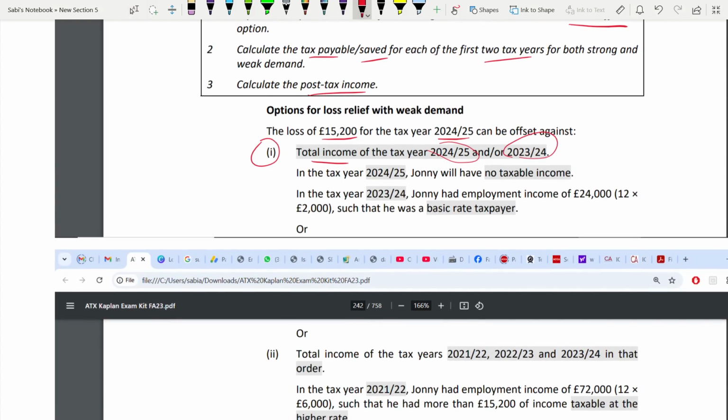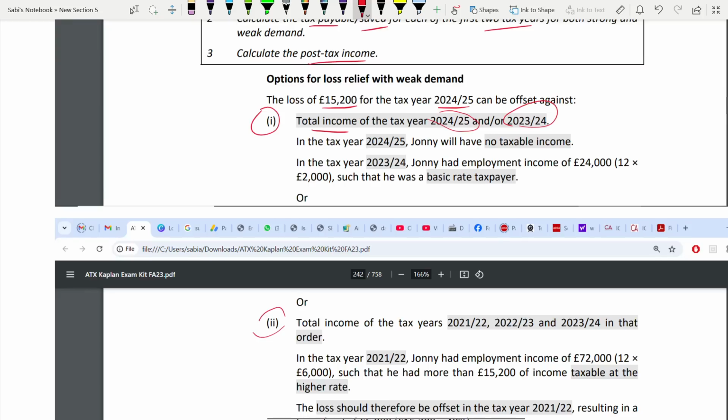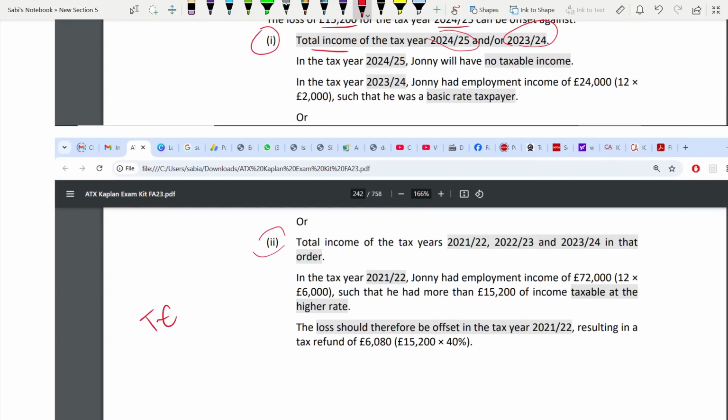Option number 2: you are ceasing in 2024, so 3 years back, terminal. There's a terminal loss relief. This is known as terminal loss relief when we are ceasing the business. Terminal means carry back 3 years. It's FIFO, first in, first out: the earliest year first. So 2020-21, 2021-22, 2022-23, 2023-24. In this order, you can set off your loss.